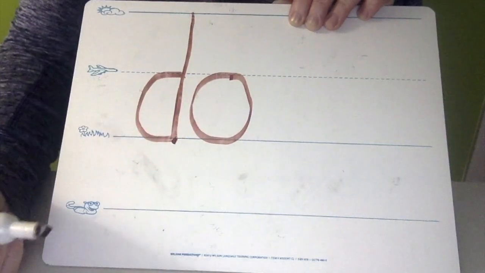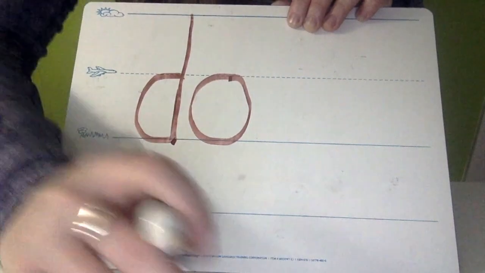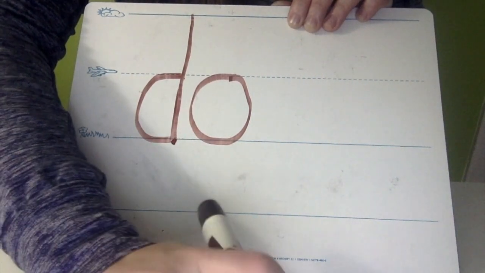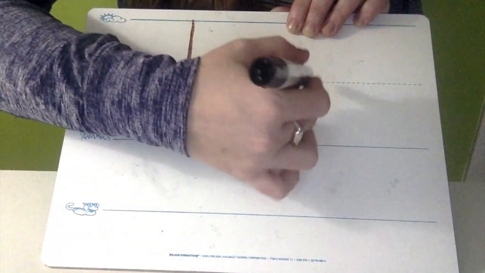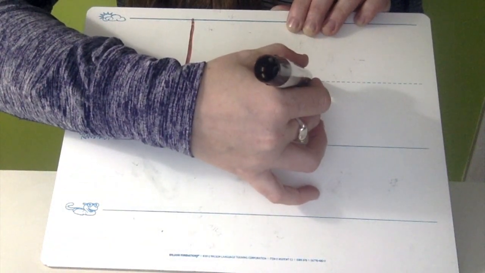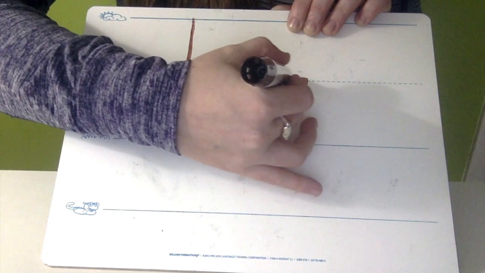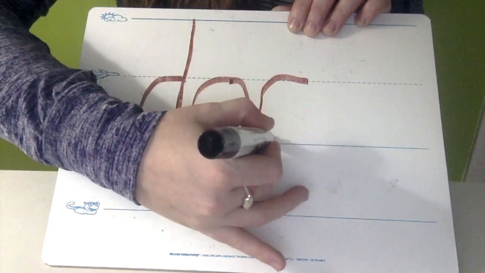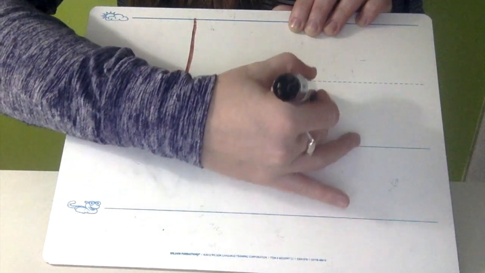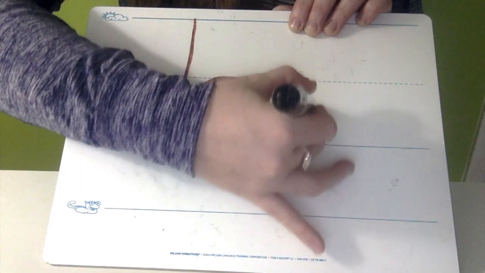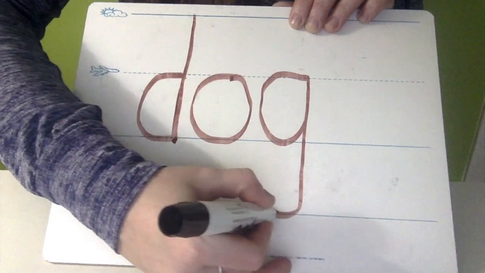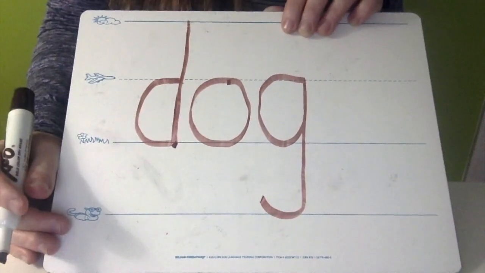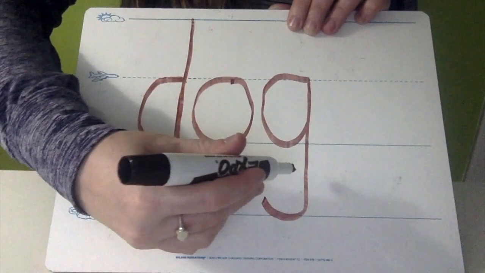D-aw-g. G is also a plain line, round letter. It starts on the plain line, just like C. Point to the plain line. Trace back on the plain line, down and around, all the way back up to the plain line. Go straight down to the worm line and make a curve. Awesome! Dog.